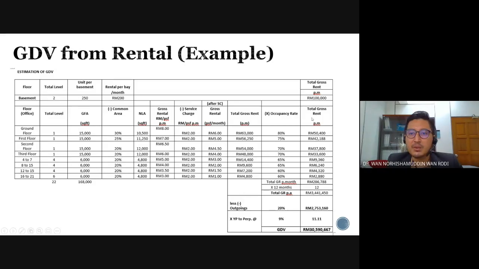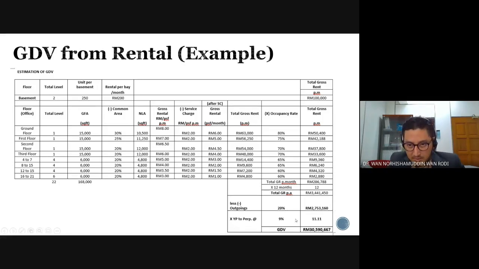So you will get the total gross rent realistically, and then you multiply by 12 months because we want to obtain the gross rent on a per annum basis. And then you have to minus the outgoings. Outgoings we normally assume between 15 to 25%. In this context, I'm adopting about 20% of the total gross rental per annum. So you will get around 2.753 million.